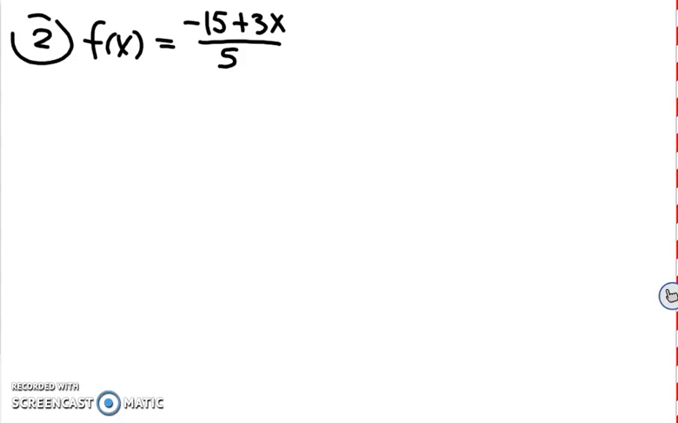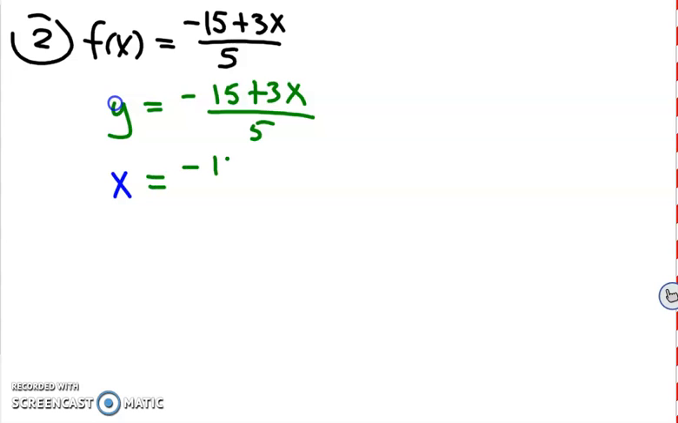So just keep in mind that the first step I mentioned is you replace the f of x with a y, maybe a g of x or an h of x. So the first step is replace f of x with y. Second step is to exchange the x and the y. And then from there, solve for y.